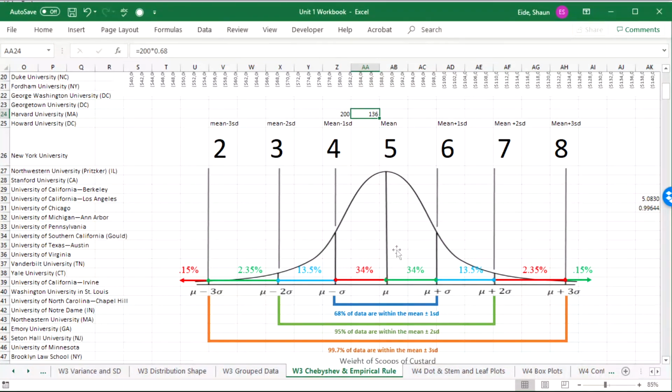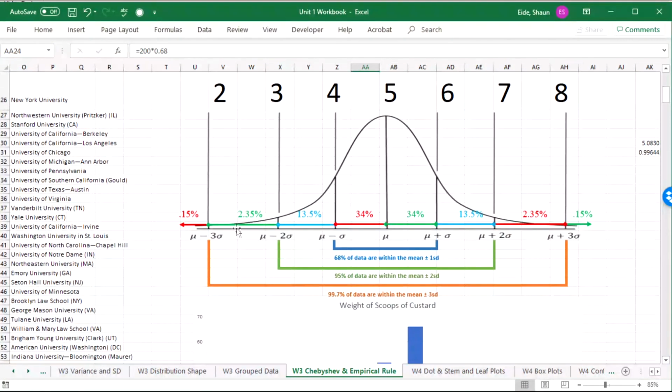And you can do this with anything, right? You can do this with number of people. You can do this with average wait times. You can do this as long as it's continuous data. You can use this empirical rule if it's continuous data and it's normally distributed.